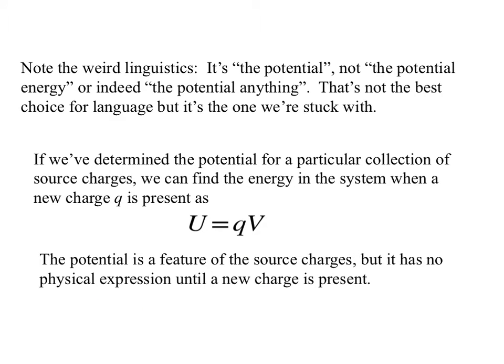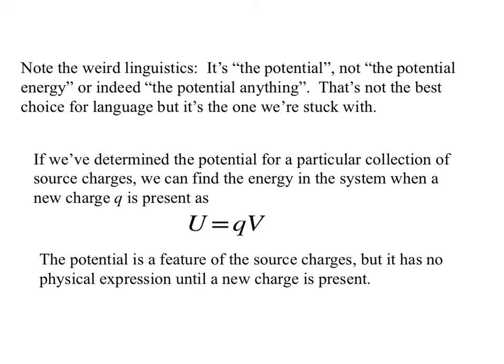Note the word linguistics here. It's the potential. It's not the potential energy, or indeed the potential anything. In English, potential is an adjective and is usually followed by a noun. But in physics, for whatever reason, it's not. It was just a choice of language that was made a while ago, and it's not the best choice of language, but it's the one we're really stuck with. It's woven into a lot of what we do in physics and engineering now.